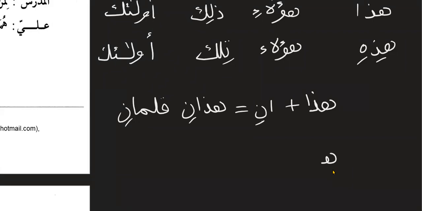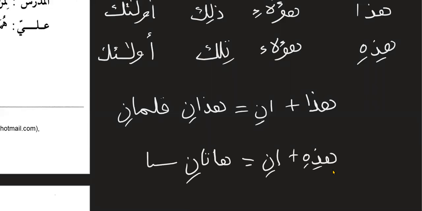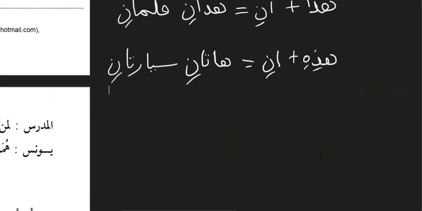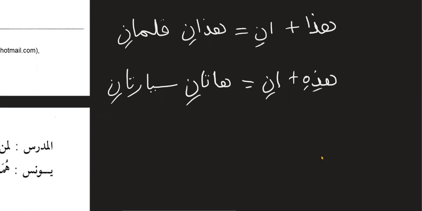And while we're here, we might as well do, so we have هذه plus ألف and نون آني equals هاتاني. Slightly different, so we say, for example, هاتاني سيارتاني. Good. We do this in, I think, book 2 or 3. But just for those who want to write it down and learn it, we'll just quickly do it.